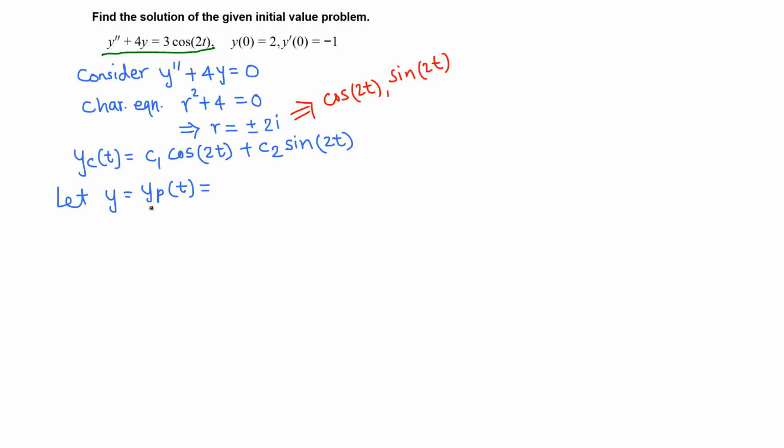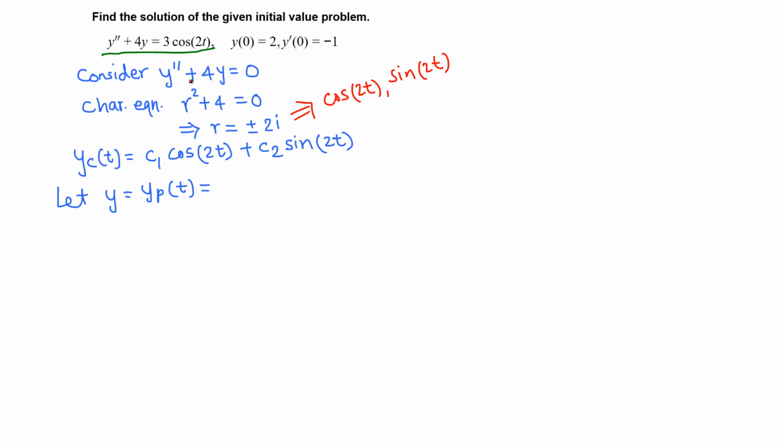Next, we need to find a particular solution based on the right hand side. Once we find the particular solution, the sum of the complementary and particular solutions will be the total solution, the full solution. Then later we find the values of C1 and C2 using these two initial conditions.